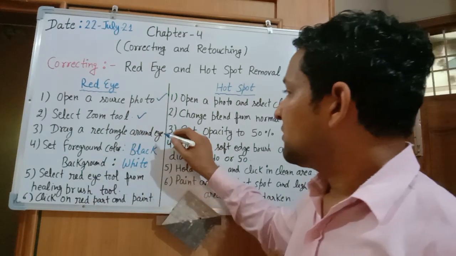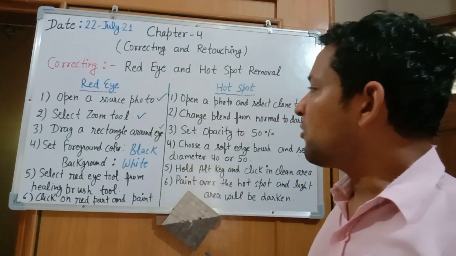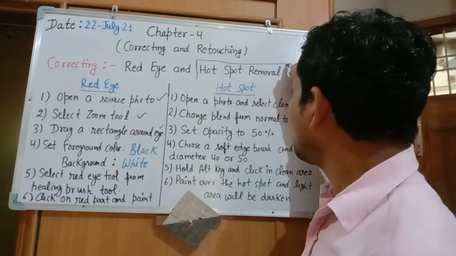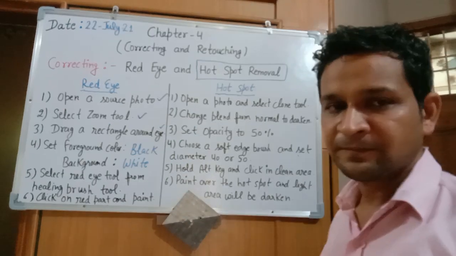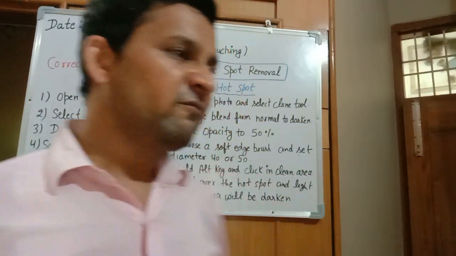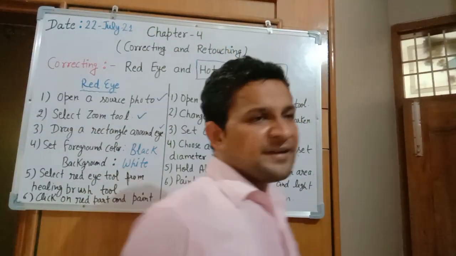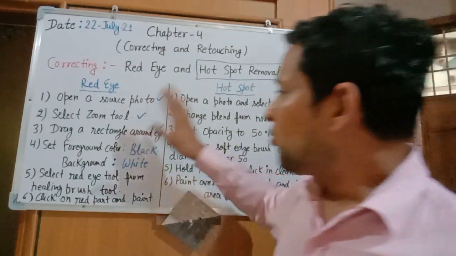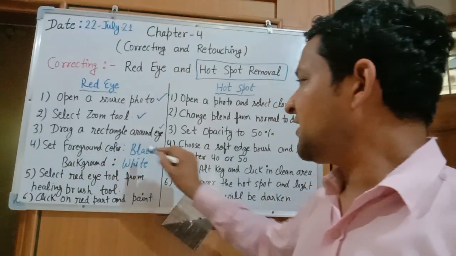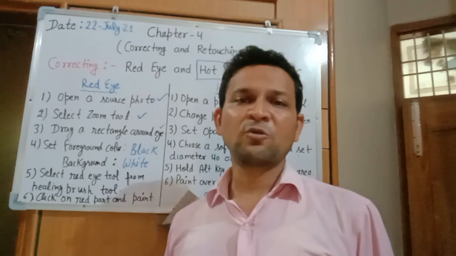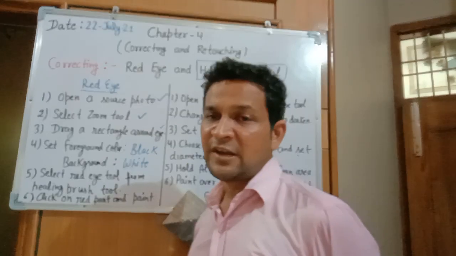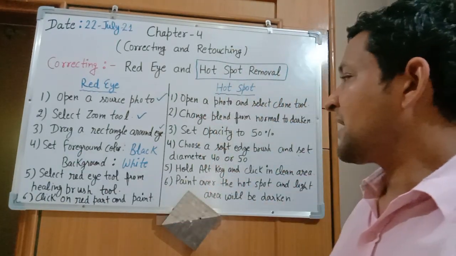In the third step, you will draw a rectangle around the eye. Suppose I want to edit this part, so I will draw a rectangle on this part. This is step 3. Draw a rectangle around the eye part where we want to edit, where we want to remove the red part. Next step. Before editing, we need to check whether your foreground color is black and background color is white or not. If the foreground color is not black and the background color is not white, in that case you need to set the foreground and background colors.